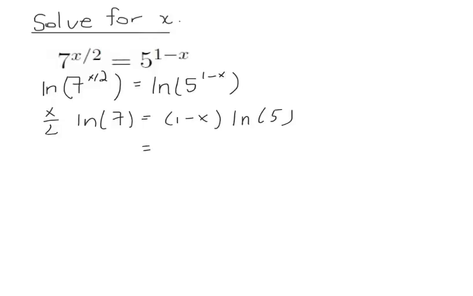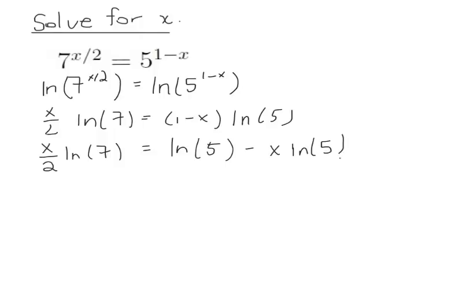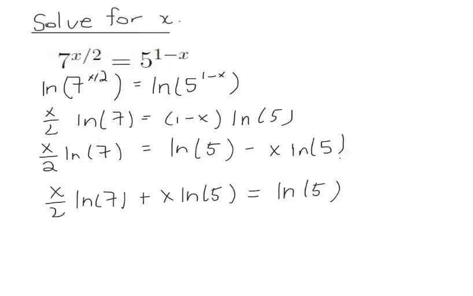And let's do some distribution over on the right-hand side. That should give us ln of 5 minus x ln of 5. Once again, we're going to be interested in getting all of our linear terms in x over on the left-hand side. So that's going to give us x over 2 ln of 7 plus x ln of 5 is equivalent to ln of 5. Now you may notice that we have this fraction here over on the left-hand side.